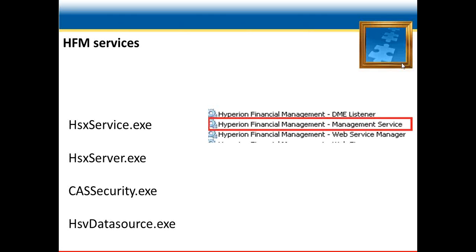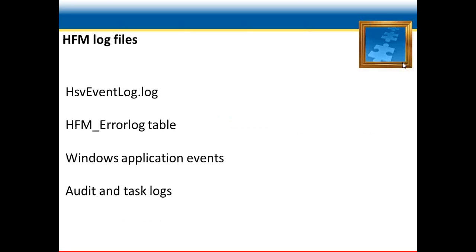HFM opens one HsvDataSource.exe process on the HFM server per active application. These connections are application specific. So if multiple applications are opened, multiple HsvDataSource.exe processes will be launched. These are the HFM log files. So when you get any issue in the HFM application, you can track the error in these log files.